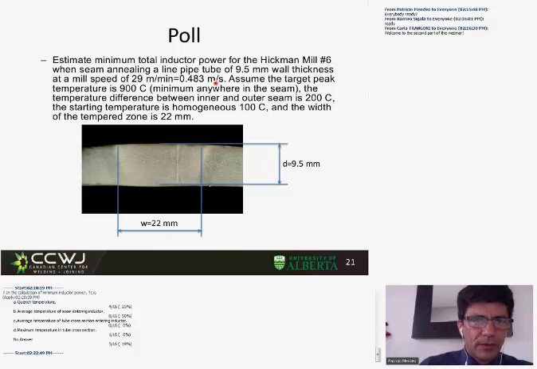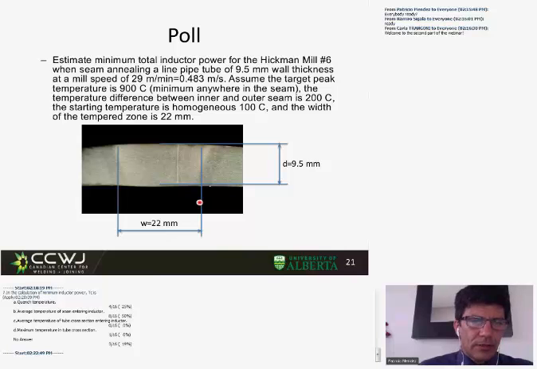If we assume a peak temperature, a target peak anywhere in the steam, we should reach 900 degrees, right? And let's say that when you come out of the inductor, it's 200 degrees C, and when you come into the inductor, you have 100 degrees C of difference. The width of the temperature zone is 22 millimeters.